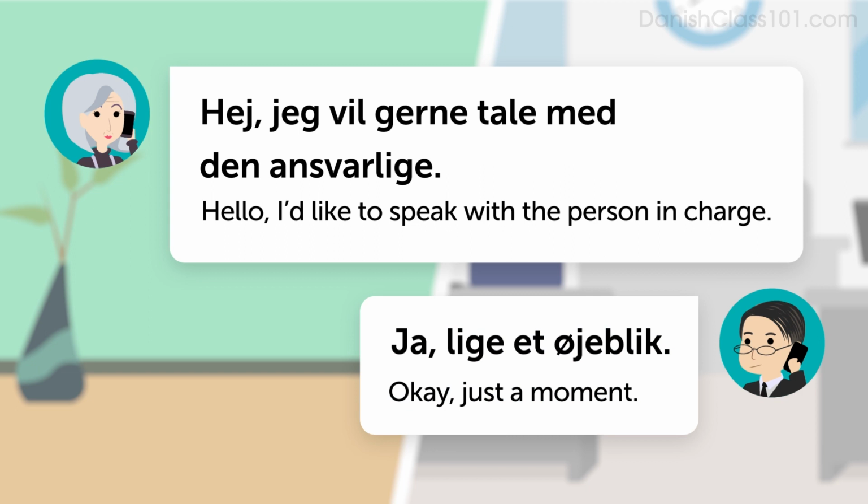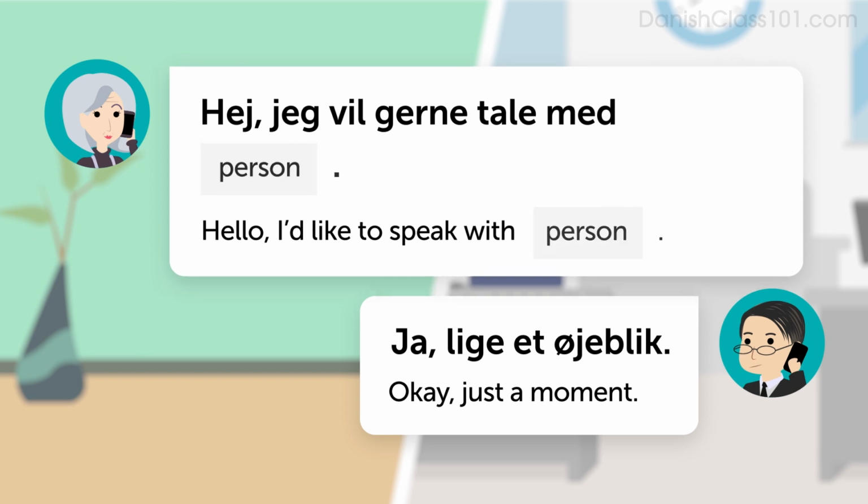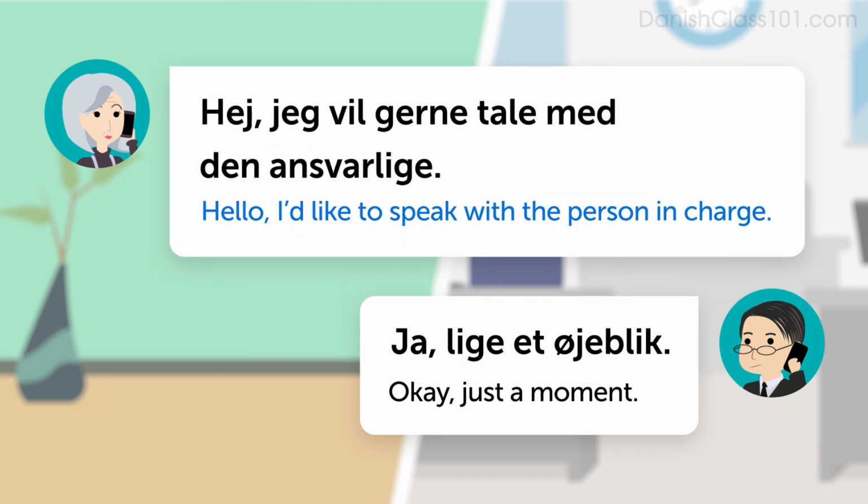First of all, you'll need to learn how to say hello on the phone. That's, Hej. Then you'll need to learn how to say, I'd like to speak with person. The pattern is Jeg vil gerne tale med person. This Danish sentence literally translates as, I will like speak with person, but it means I'd like to speak with person. For example, hello, I'd like to speak with the person in charge. Hej, jeg vil gerne tale med den ansvarlige.